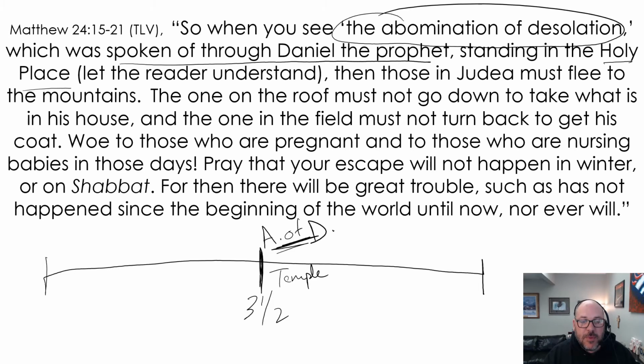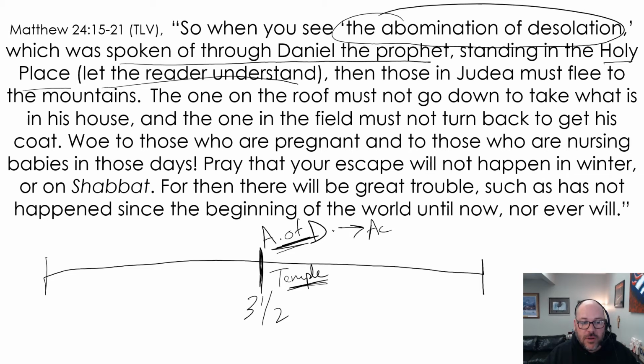That temple that has been rebuilt with offerings and sacrifices. In that temple, the Antichrist will put an end to the daily offerings. He will put an end to the temple activities. He will come into the temple and set up the abomination of desolation, which is a person, the Antichrist himself. When you see the Antichrist standing in the temple of God, in the holy place of God, the holy of holies of God, let the reader understand.